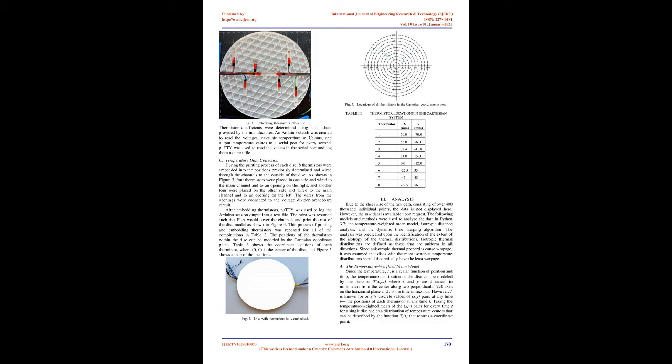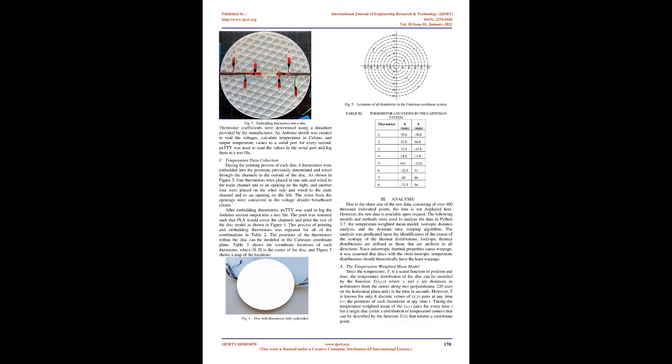The print was resumed such that PLA would cover the channels and print the rest of the disk model as shown in Figure 4. This process of printing and embedding thermistors was repeated for all of the combinations in Table 2. The positions of the thermistors within the disk can be modeled in the Cartesian coordinate plane. Table 3 shows the coordinate locations of each thermistor, where (0, 0) is the center of the disk, and Figure 5 shows a map of the locations.